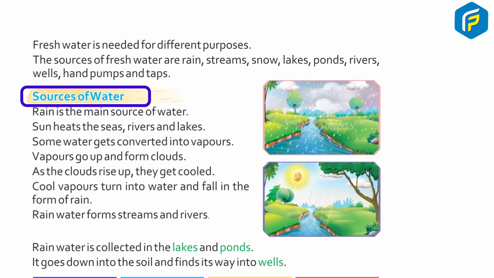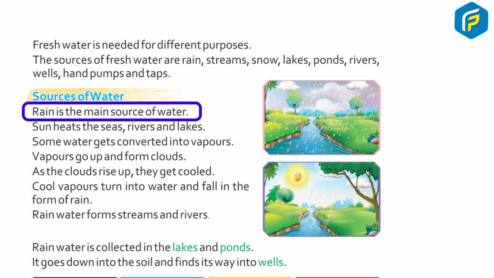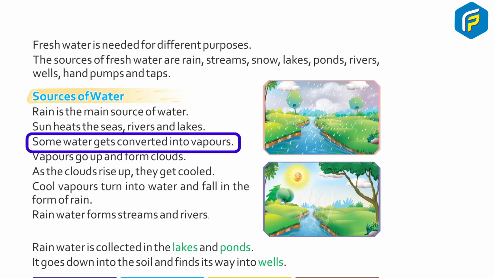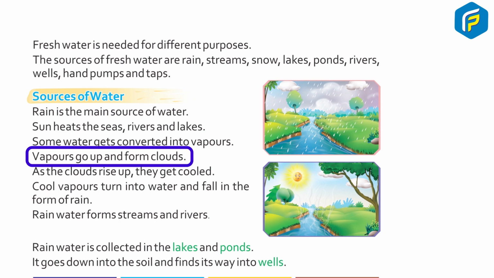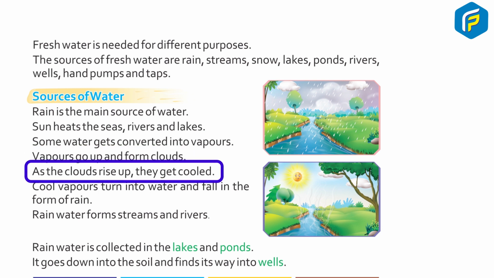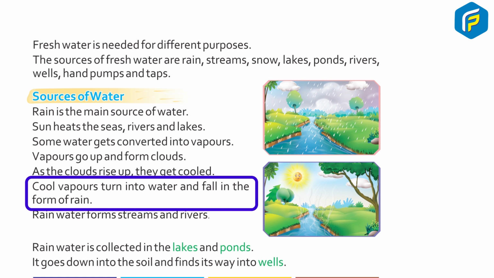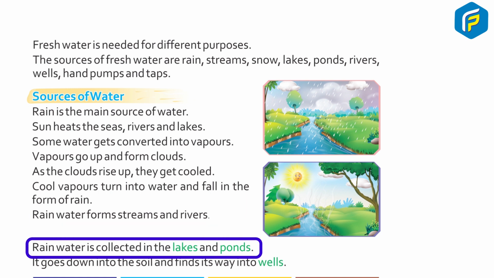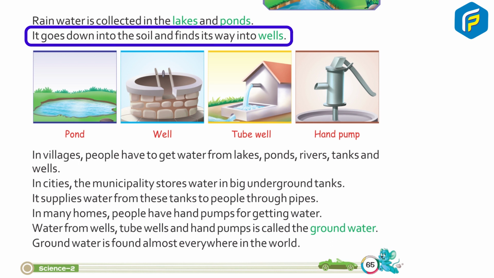Sources of water. Rain is the main source of water. The sun heats the seas, rivers and lakes. Some water gets converted into vapors. Vapors go up and form clouds. As the clouds rise up and become cold, the vapors turn into water and fall in the form of rain. Rainwater forms streams and rivers. Rainwater is collected in lakes and ponds. It goes down into the soil and finds its way into wells.